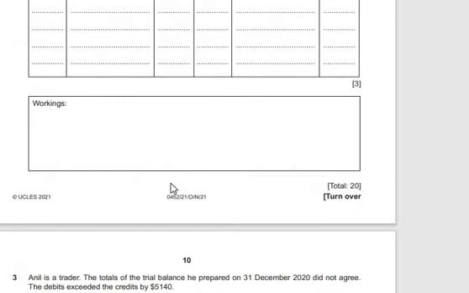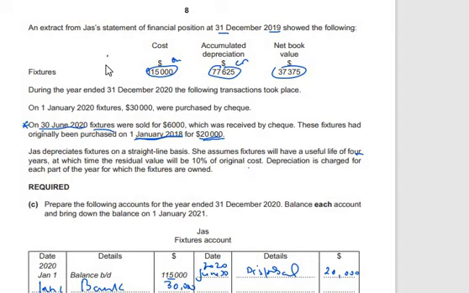So now the depreciation is actually the cost. How do you calculate depreciation? We are told that its residual value is 10% of original cost. The depreciation on fixtures is straight line, with a useful life of 4 years, at which time the residual value will be 10% of original cost. That is how we're calculating the depreciation.